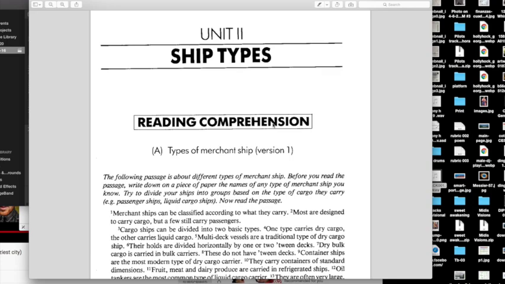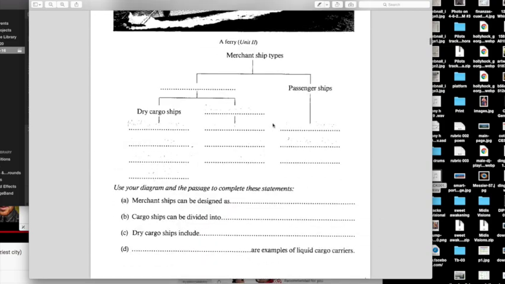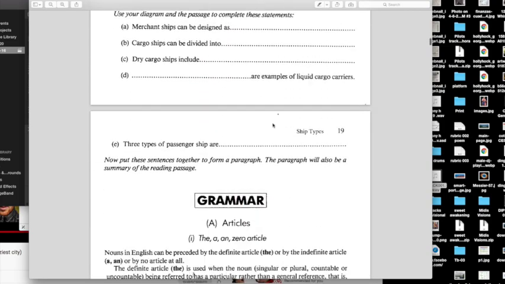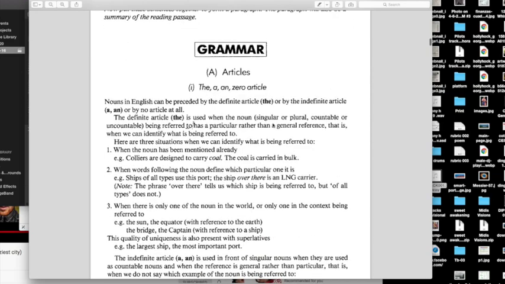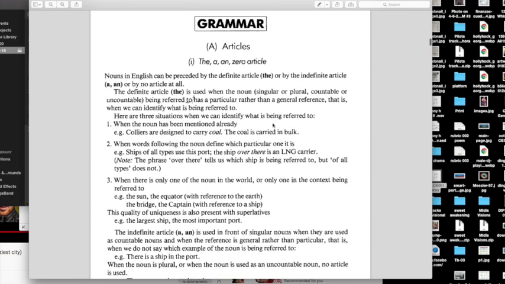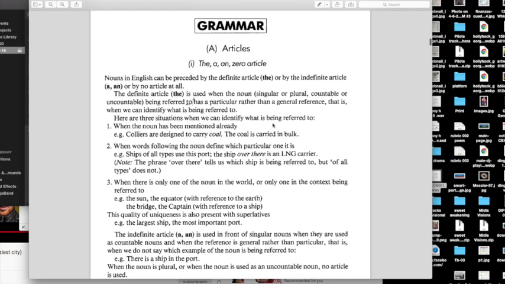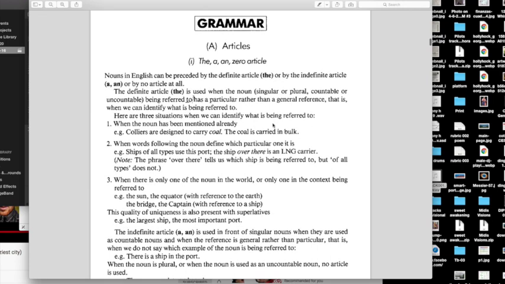Grammar. This is grammar from basic level, English 1. The uses of articles, the uses of A and AN. You know that we use A with a consonant sound and AN for a vowel sound. We use THE to specify. When we talk in general, we don't use THE. Here are some examples, and you should know this already. If you have any doubt, ask me.